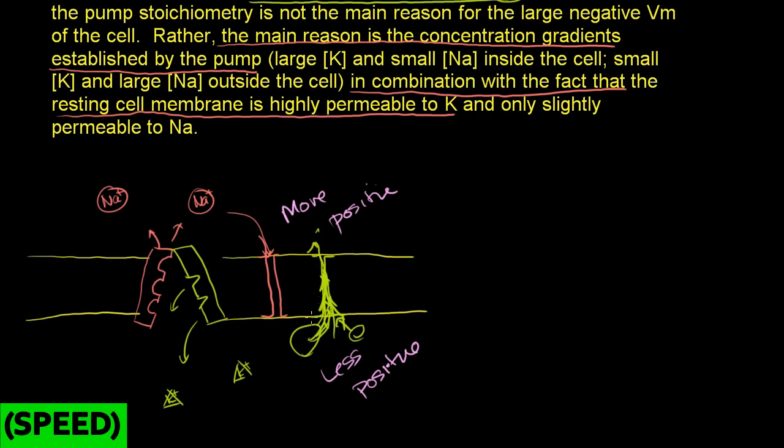So you have more potassium coming outside because of this permeability than sodium coming inside, and that is the main cause of the potential difference between the outside and the inside. And so thank you, Stephen Baylor, for that correction. Very interesting.